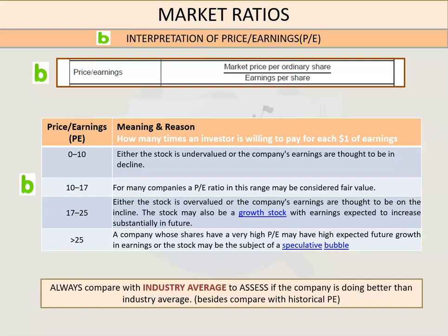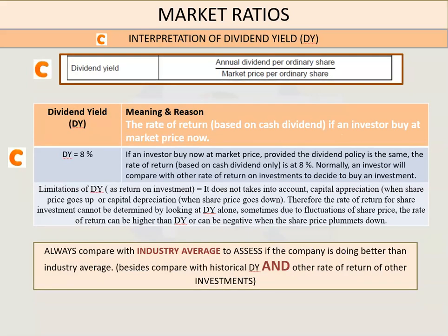Now, if it is above 25 times, it may be subject to a speculative bubble because the confidence level of the market is too high, far exceeding the actual value of the shares, and this may be problematic, especially when the bubble bursts. Again, compare this to industry average.